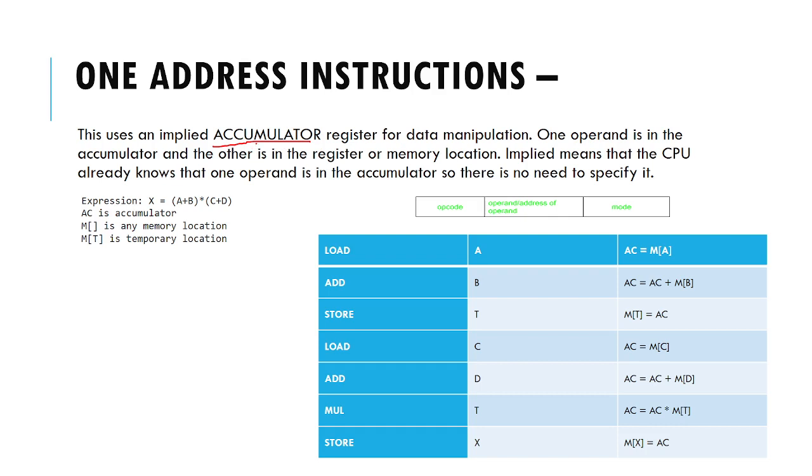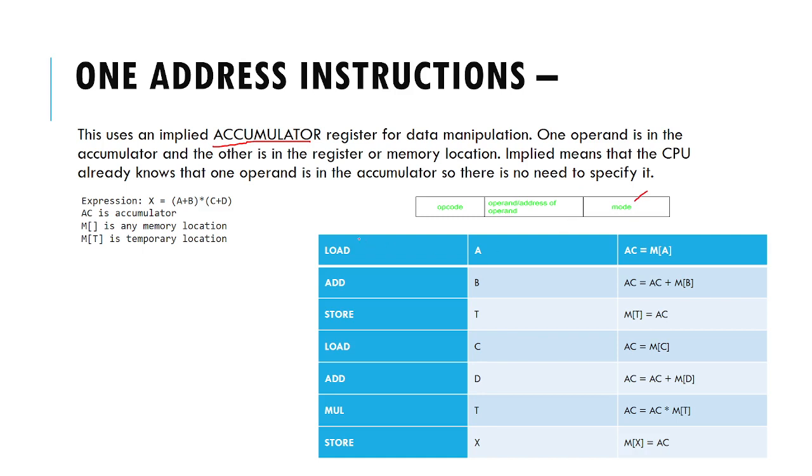See, the CPU already inserted one operand into the accumulator and the other is in a register or memory. Implied means that the CPU already knows that one operand is in the accumulator. If there are two operands, one operand is automatically inserted in the accumulator using the one address instruction format. Here is the opcode, here is the operand and address of the operand, and this is the mode.